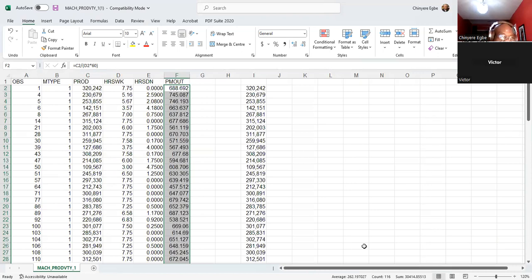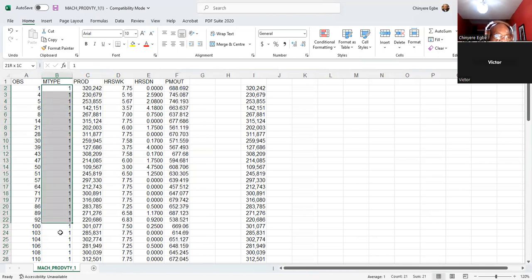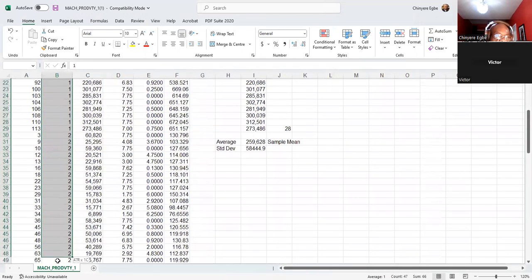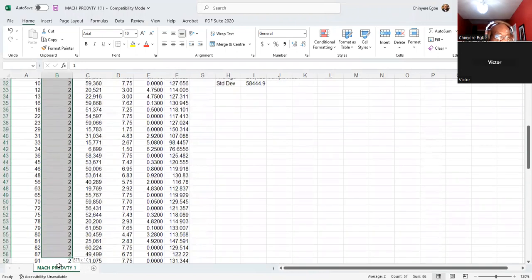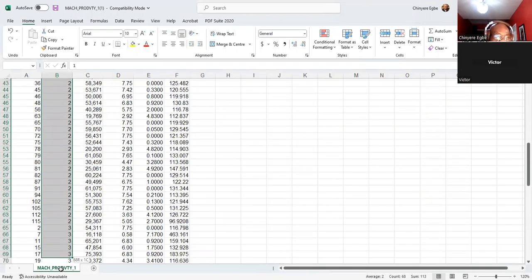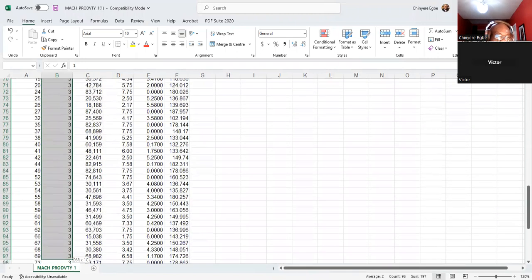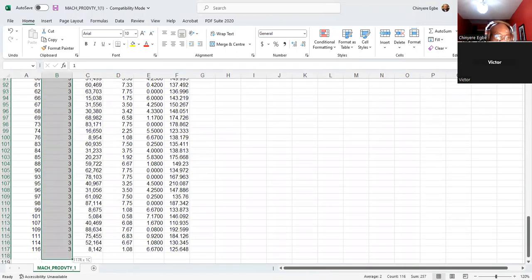So for each type of machine, you then calculate the average output per minute and the standard deviation of the output per minute. For each machine? Yeah, for each machine type, yes. This is machine type 1, am I correct? Yes. And then we go to machine type 2. Okay, yes, I get that.